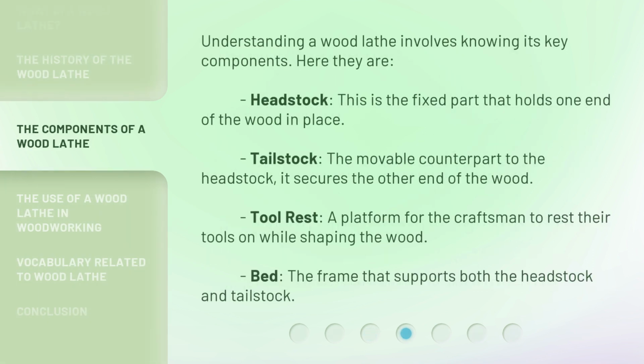Understanding a wood lathe involves knowing its key components. Here they are: Headstock. This is the fixed part that holds one end of the wood in place. Tailstock. The movable counterpart to the headstock, it secures the other end of the wood. Tool rest. A platform for the craftsman to rest their tools on while shaping the wood. Bed. The frame that supports both the headstock and tailstock.